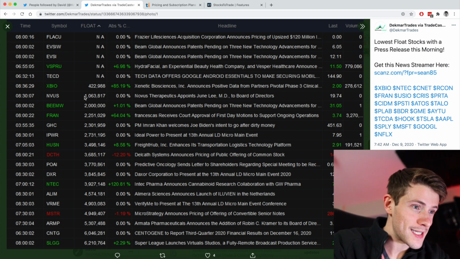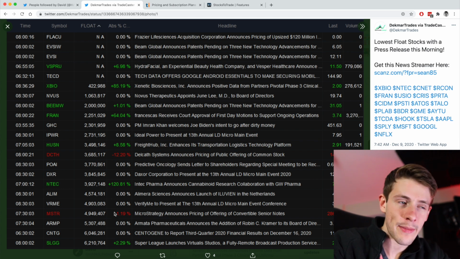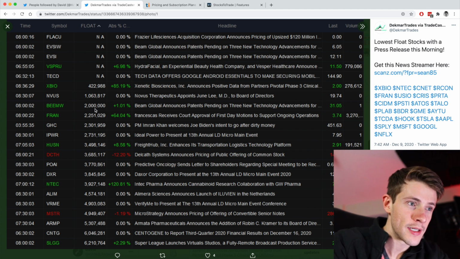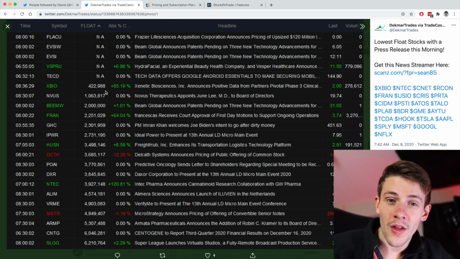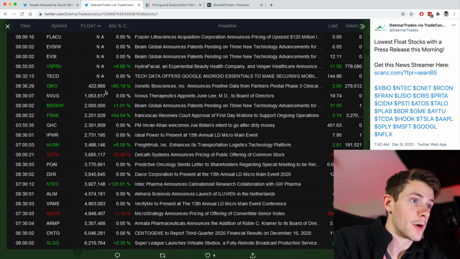And it also even says the float here. So like a 1 million share float, that's super low. 2 million, anything under 10 million really is low float. So if you have 2 million, 3 million, 4 million, 1 million, all that is primed so that it could rise 500% in one day, 1,000% in one day.